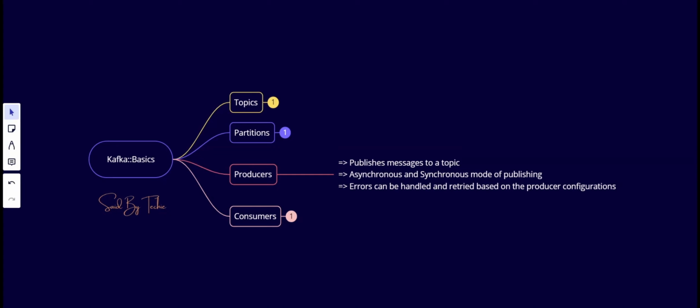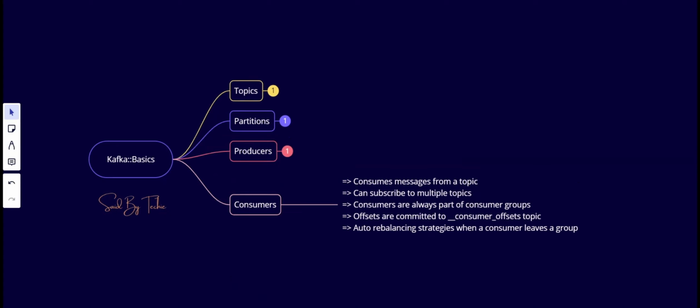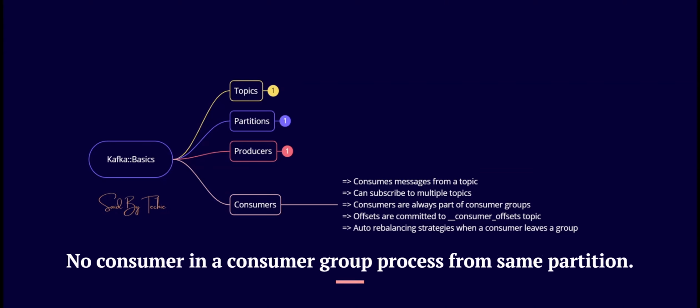Next, we have consumers. Consumers consume messages from a topic, and as we have discussed, they can subscribe to multiple topics. Consumers are always part of consumer groups, and these groups contain one or more consumers. Within a consumer group, each partition of a topic is assigned to only one consumer. This ensures that each message is consumed by only one consumer within the group, which allows for parallel processing of messages.